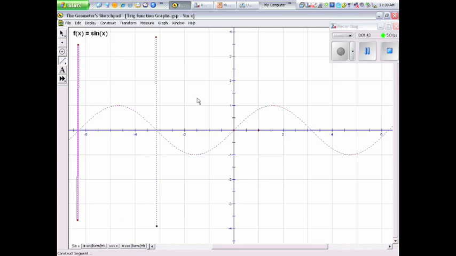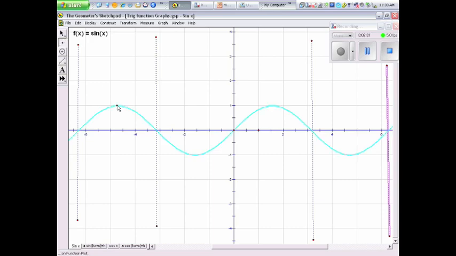These are just kind of guidelines. Of course, there's an asymptote right through the y-axis. There's another asymptote right here. And then the last one is right over here. Okay. Now these are kind of guidelines to guide me in graphing it.